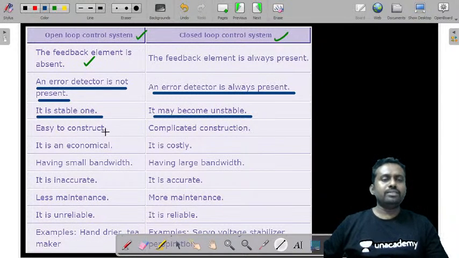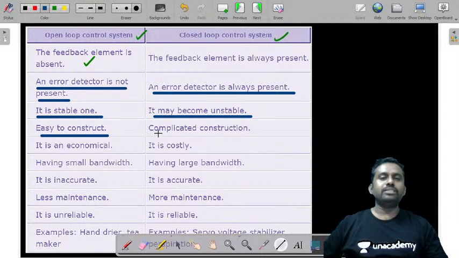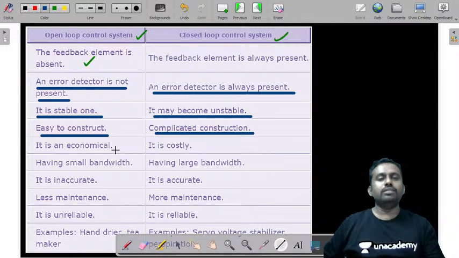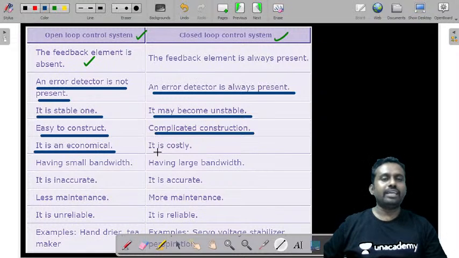Now, because open loop systems do not have any feedback elements, you can say these systems are easy to construct. Closed loop systems have feedback elements that are to be incorporated, so they are a bit complicated, although we have seen a small system in the slides. But in a real time system, the feedback elements are much more complicated from a constructional point of view. Open loop systems are economical because you don't have the other elements to include. In closed loop systems you need to incorporate an error detector as well as the feedback elements, so it becomes a bit costly.